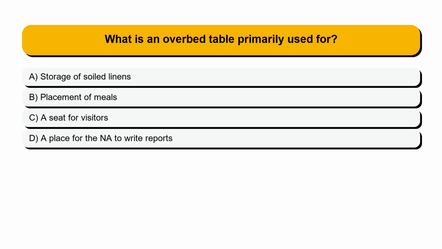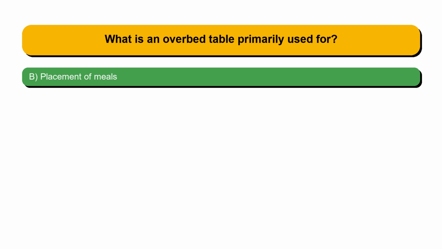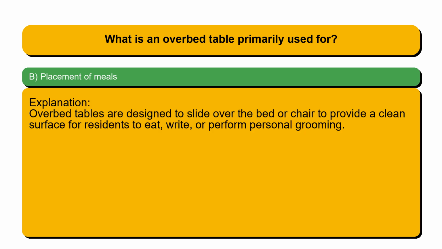Question 2. What is an overbed table primarily used for? Option A. Storage of soiled linens. Option B. Placement of meals. Option C. A seat for visitors. Option D. A place for the NNAAP to write reports. The correct answer is option B. Placement of meals. Overbed tables are designed to slide over the bed or chair to provide a clean surface for residents to eat, write, or perform personal grooming.